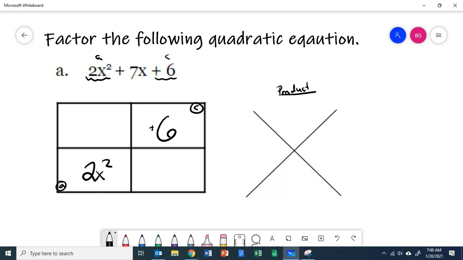So 2x squared times the 6. So 2x squared times 6 is going to go up here. I'm going to write right here. So 2x squared times 6 is 12x squared. So that's going to go in the top part of our diamond when we're making these.